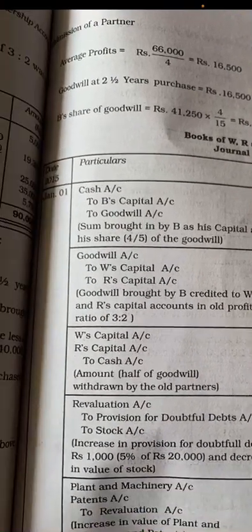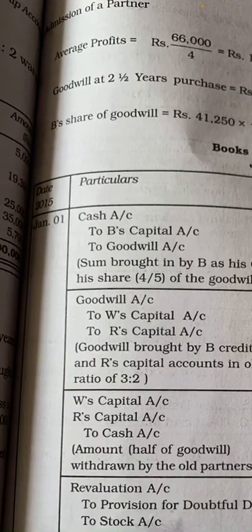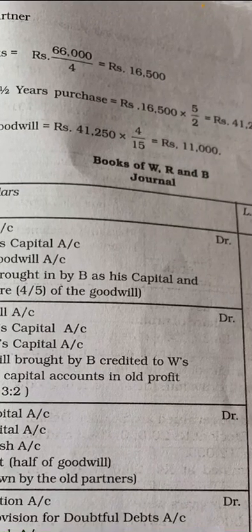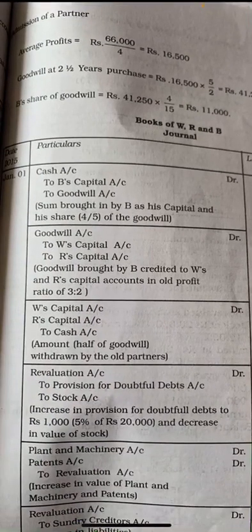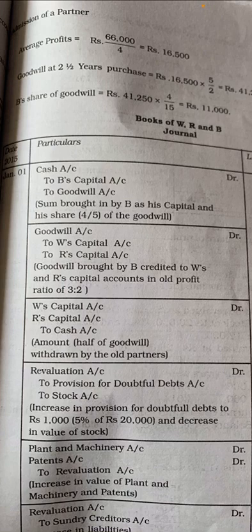So you are calculating the goodwill of B. What is B's share in the profit? It is 4 divided by 15. So 11,000 is the goodwill amount. B should bring this 11,000 rupees, and this goodwill amount will be shared among the existing partners in their old ratio or sacrifice ratio. Usually, most of the time, you will be taking the old ratio only.